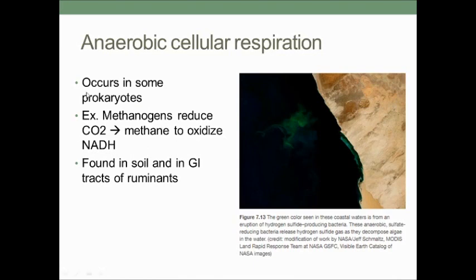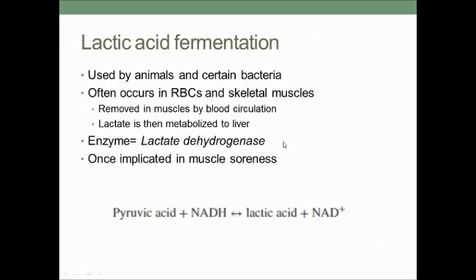These methanogens are found in soil and also the gastrointestinal tract of some ruminants like cows. Lactic acid fermentation also is used by animals and certain bacteria, also red blood cells and skeletal muscles. Lactate is then sent on to be metabolized by the liver by the enzyme lactate dehydrogenase.